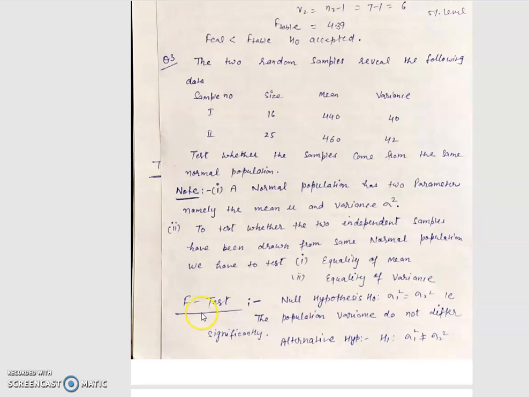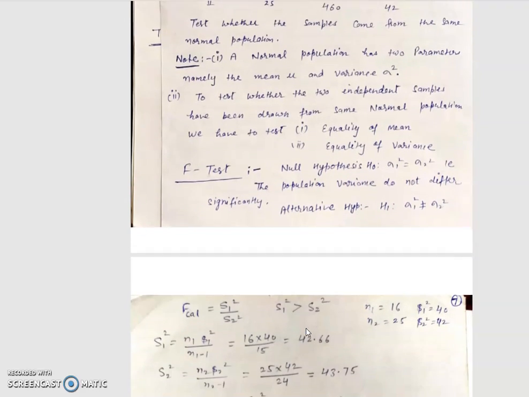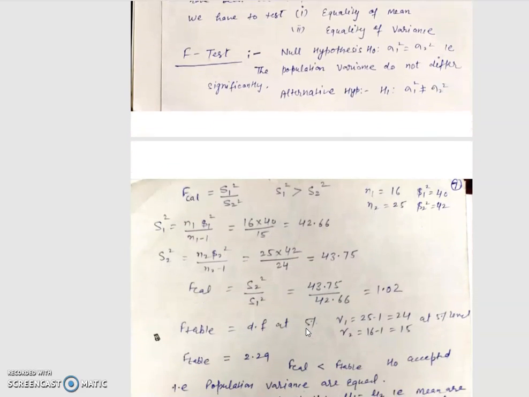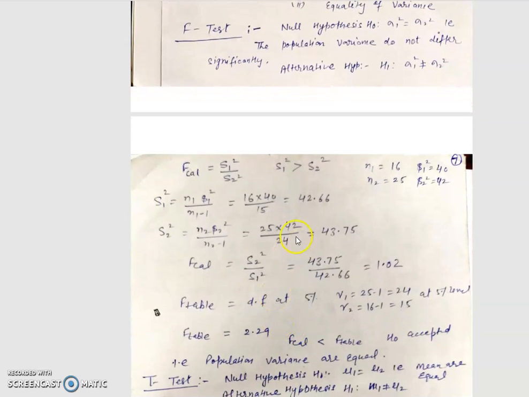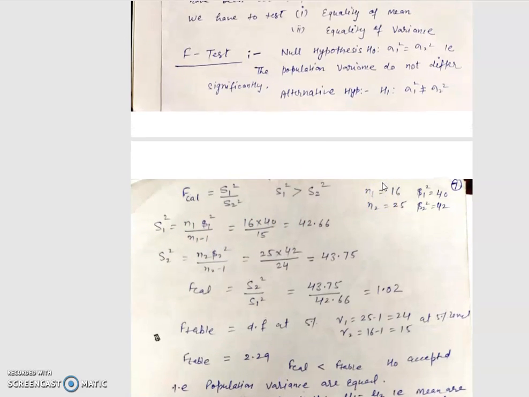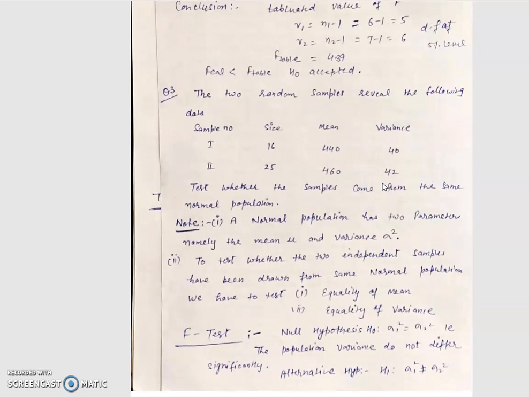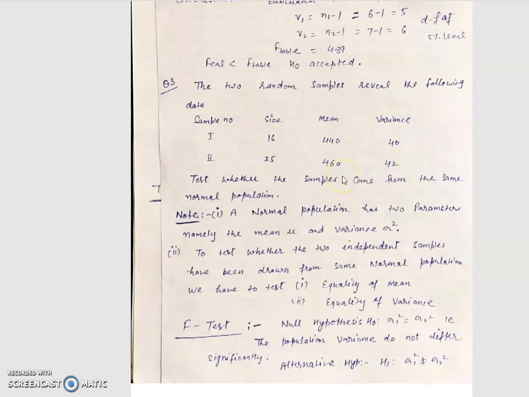First of all, we apply the F test. In the F test, the null hypothesis says the population variances do not differ significantly, and the alternative hypothesis says they are not equal. Now to find F calculate, F calculate is S1 square upon S2 square. Now find S1 square: this is n1 small s1 square upon n1 minus 1. Small s1 and small s2 are the variances given in this question, along with the means x bar and y bar.